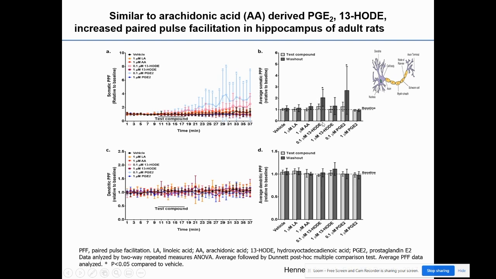What we found in this study is that 13-HODE, an OXLAM or a metabolite of linoleic acid, also did the same thing compared to PGE2. So 13-HODE also increased neurotransmission similar to PGE2 compared to vehicle. LA itself didn't do much, and arachidonic acid, the precursor to PGE2, didn't do much either. And there was a dose-dependent effect. The bottom line here, the punchline, is that this is the first study to show that 13-HODE, one of the OXLAMs that's abundant in the diet, is actually involved in neurotransmission.